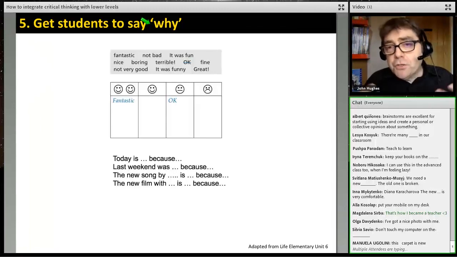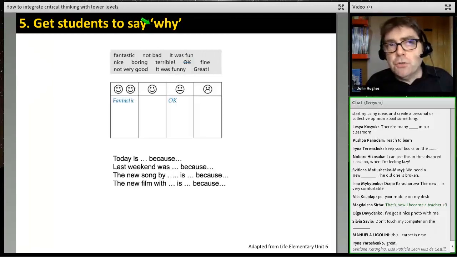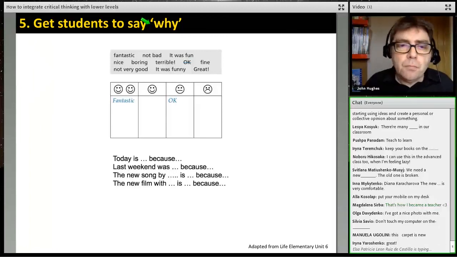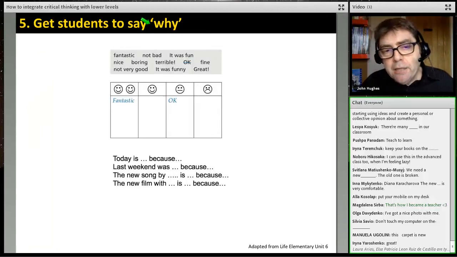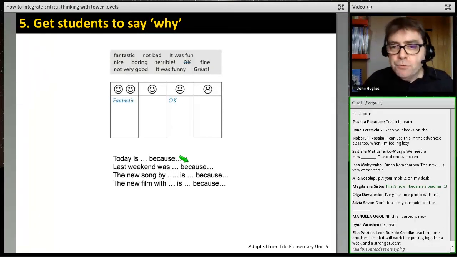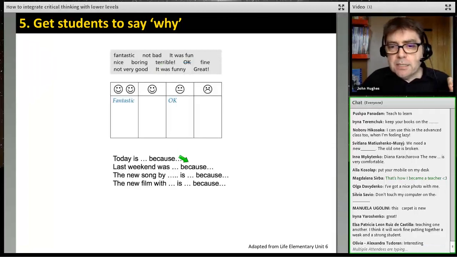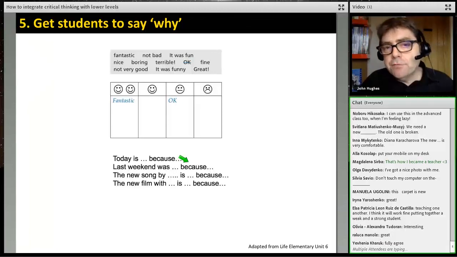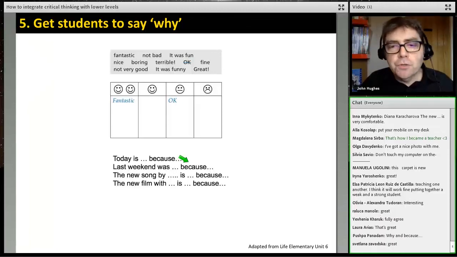Now, the question why is one of those questions we need to teach students or get students to answer to develop their critical thinking, because quite often for higher order thinking, why is such an important word. Similarly, the word because is really important, because it's the word that answers the question why. And quite often this is requiring students to use higher order thinking. So let's take this example.